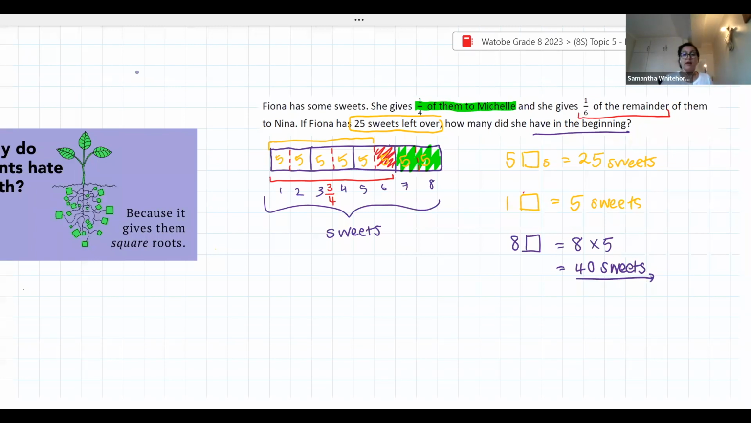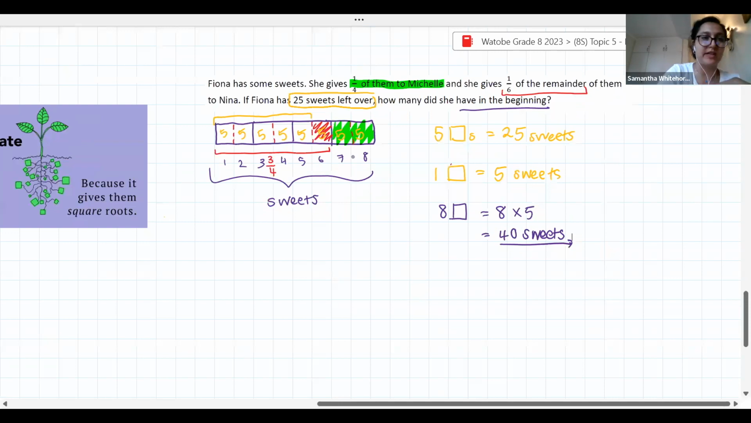Now I completely understand if this whole block diagram, I find this a little bit easier. However, it is a very different method, and so that is not necessarily the way you need to do it. So I'm going to show you how to do it with, let's not say algebra, with maths methods.